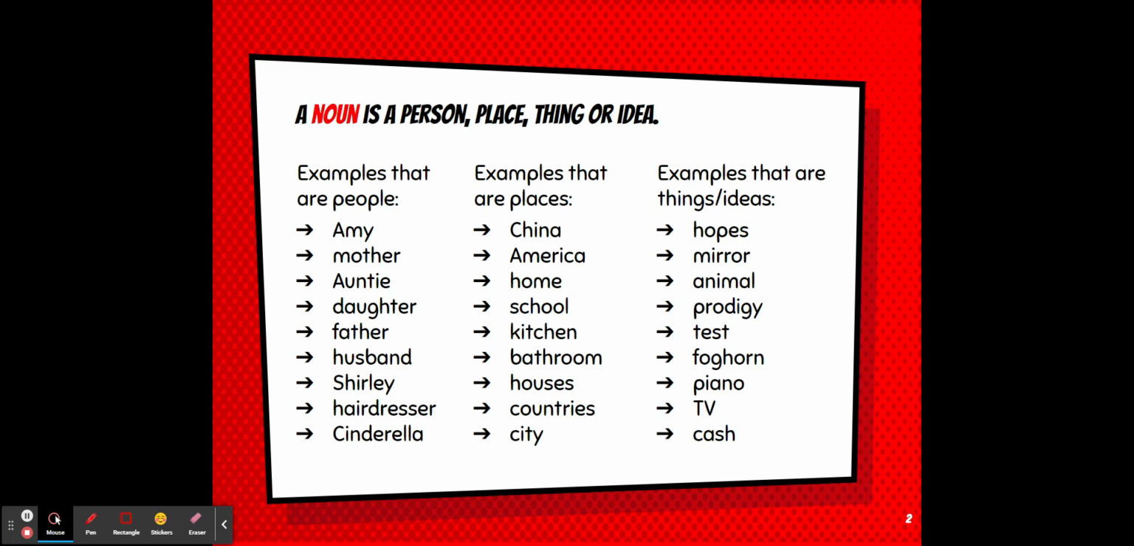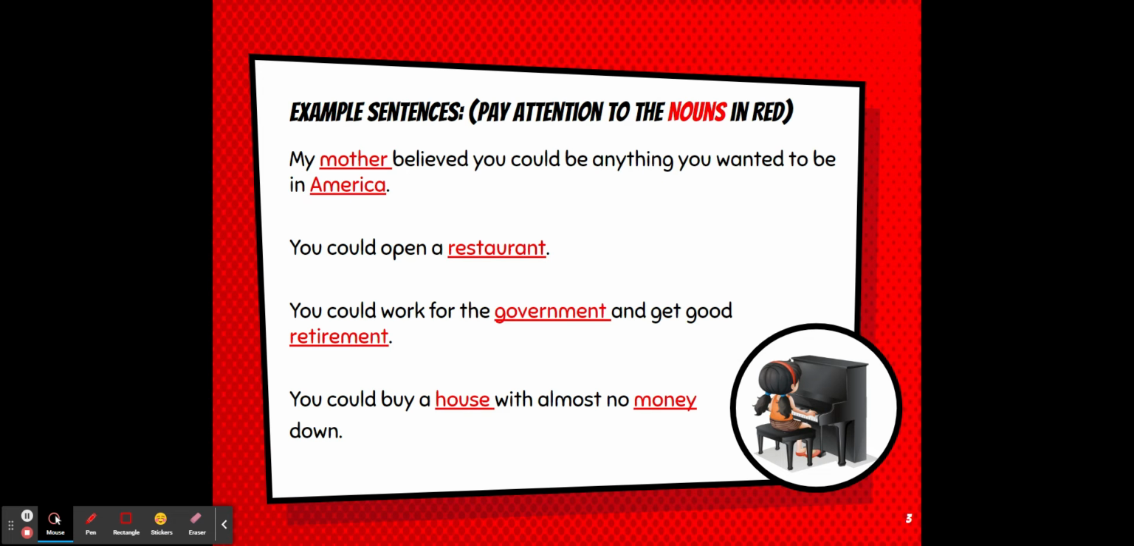A noun is a person, place, thing, or idea. Pause this slide a second and read through some of my many examples. Here are some example sentences. Pay attention to the nouns in red.